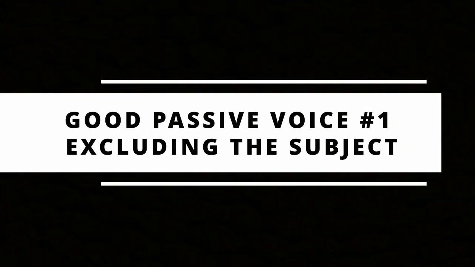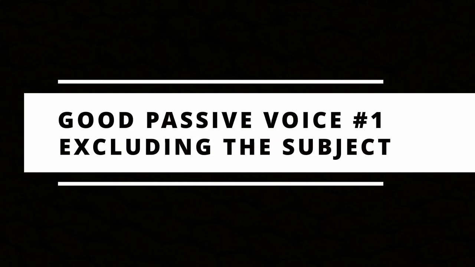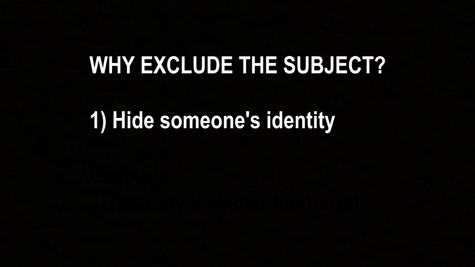Now, that being said, sometimes it is acceptable to use passive voice. In fact, sometimes it's actually beneficial to your writing. And I'm going to give you 3 specific times when you can use passive voice in your writing and get away with it. Now, the first time is when you don't want to include the subject in your sentence. You might want to cut out the subject for a variety of reasons. For instance, sometimes you want to hide the subject's identity.